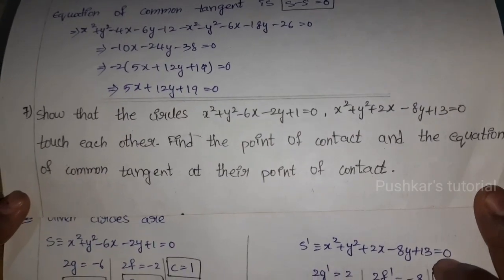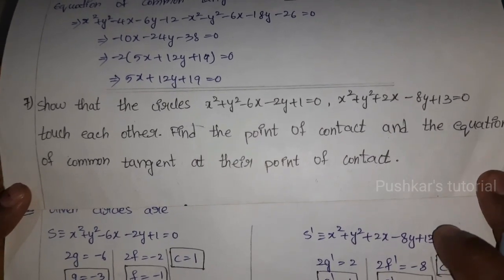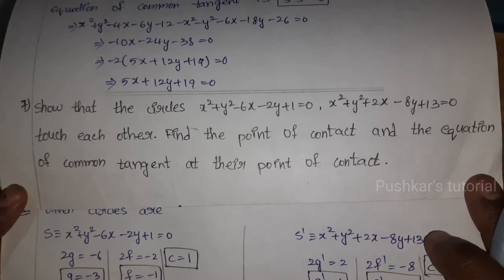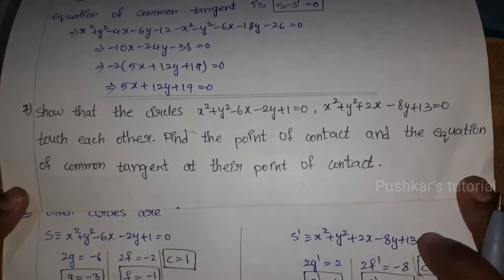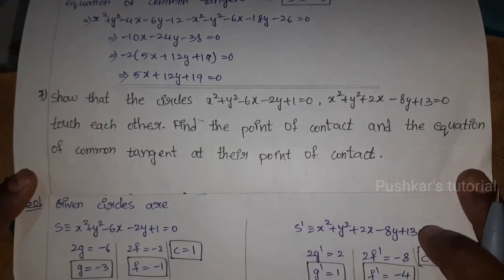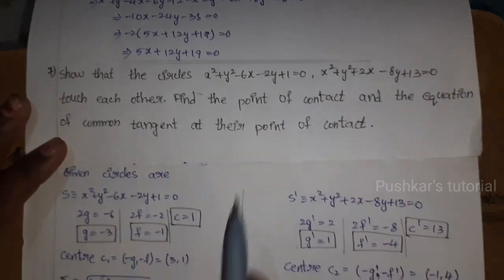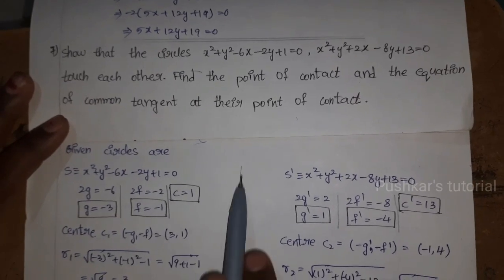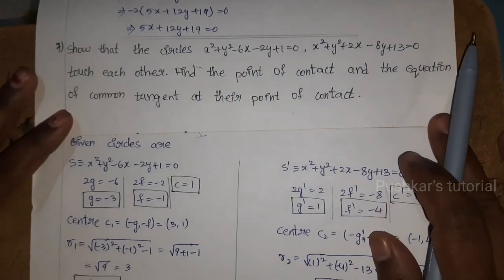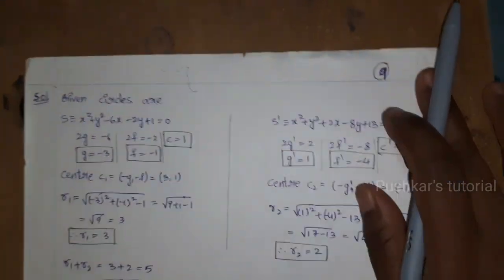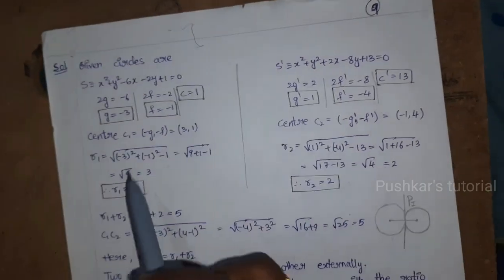Very important problem. Show that the circles touch each other. Find the point of contact and the equation of the common tangent at their point of contact. So here, given 2 circles, we should write the first circle, and then the second circle. So here we have to find center and radius.